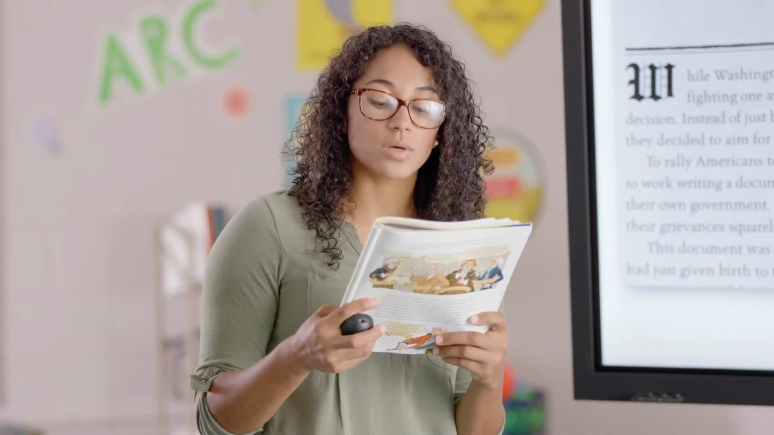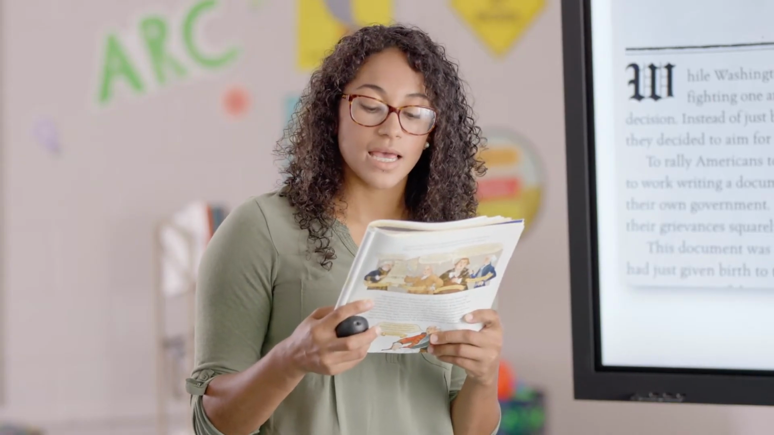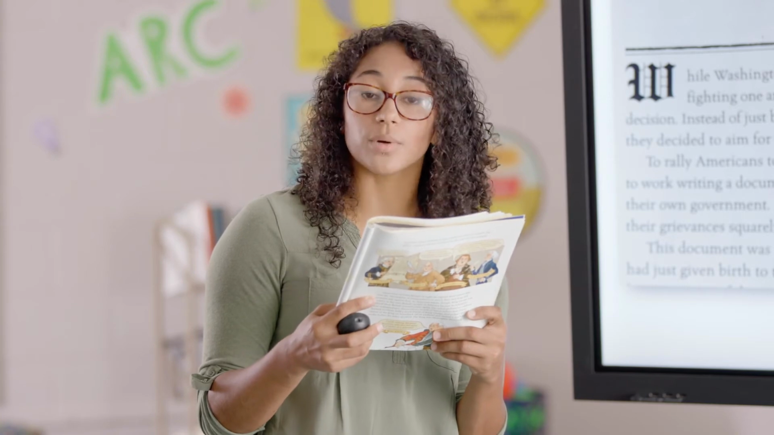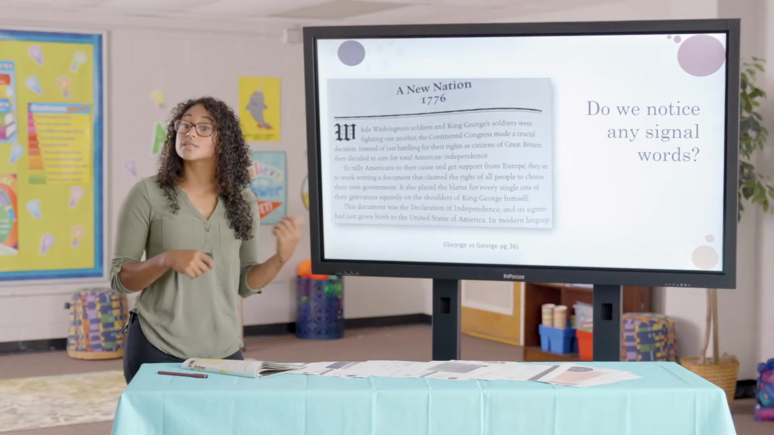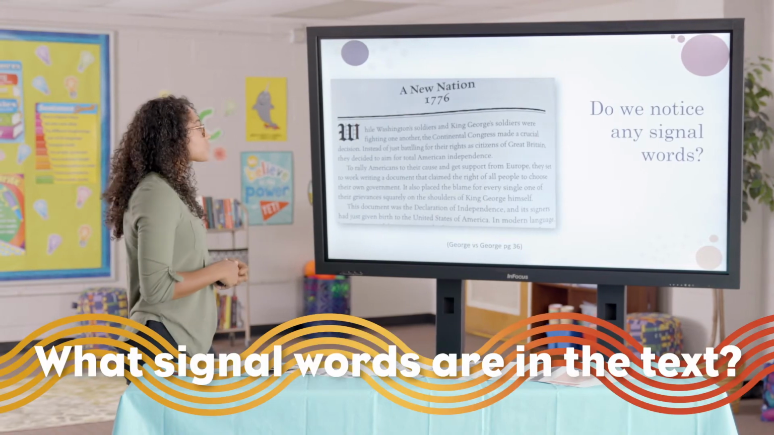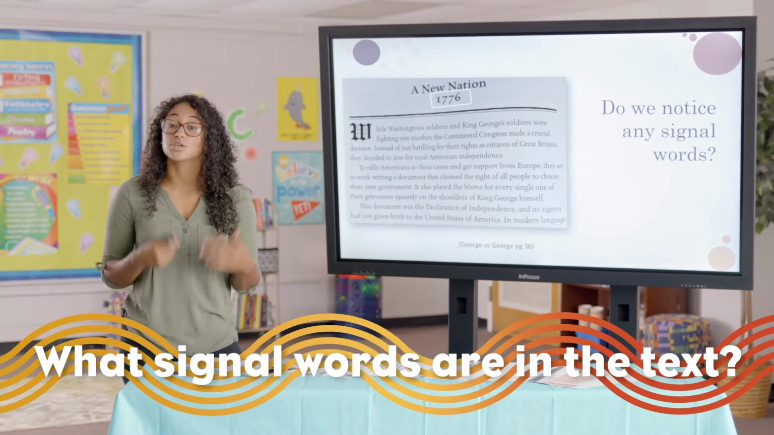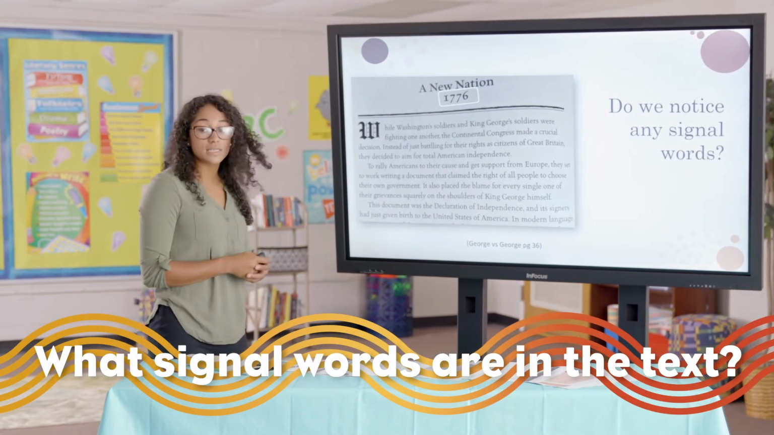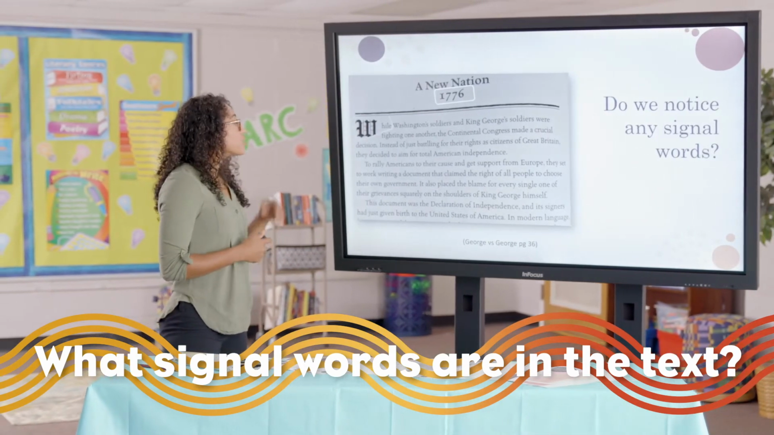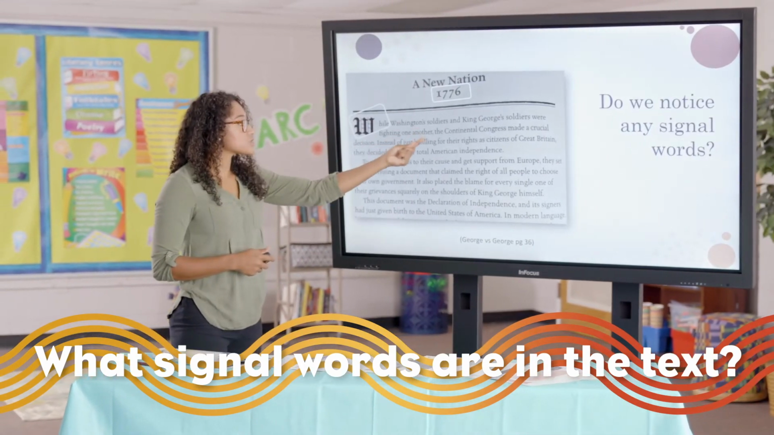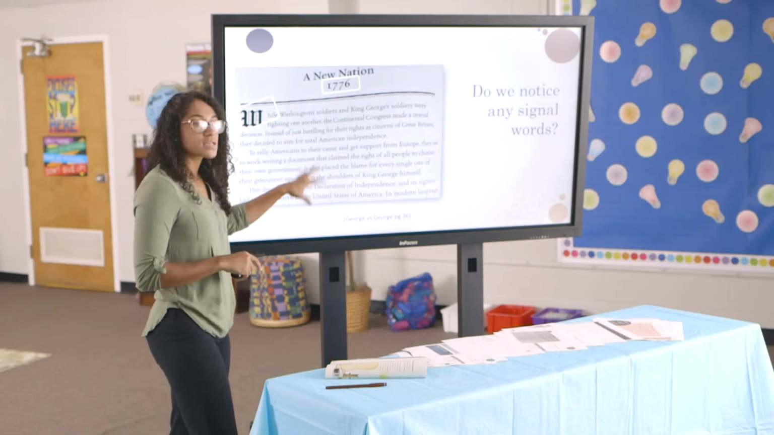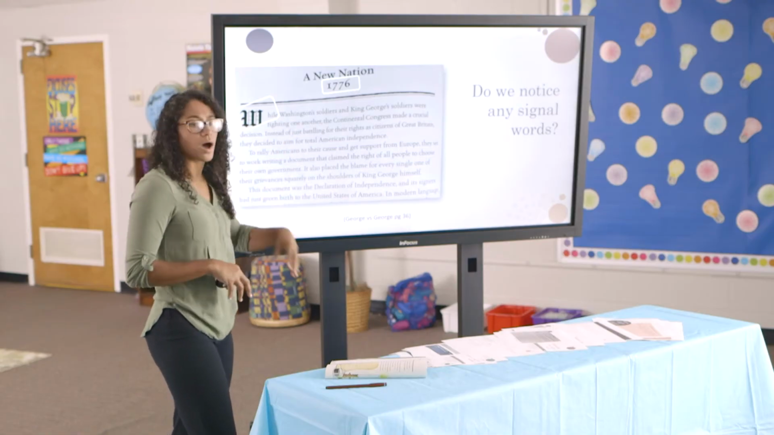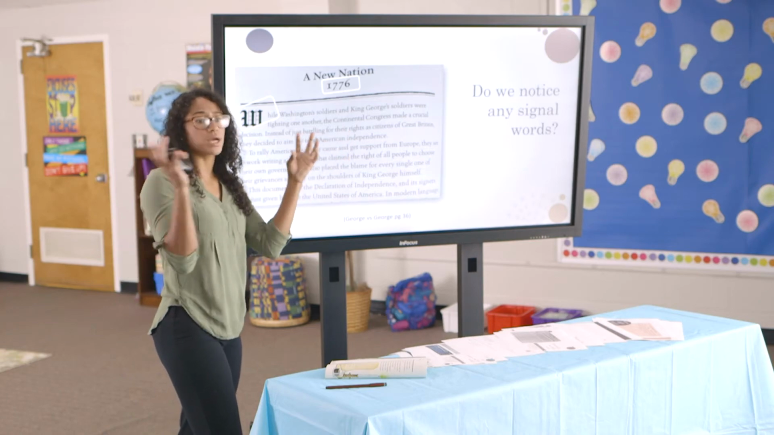This document was the Declaration of Independence, and its signers had just given birth to the United States of America. Did you notice a signal word while I was reading? The one that really should have stood out to you was the date, 1776. And while Washington's soldiers and King George's soldiers were fighting one another. So this tells us that this was all happening while the colonists and Great Britain were fighting.